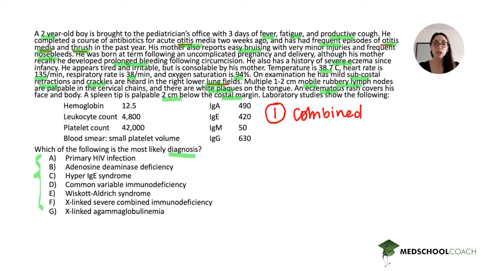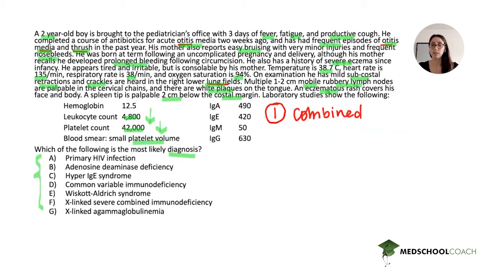we're going to be able to use findings in the physical exam, and then also lab findings. So let's go ahead and look at these labs and interpret them, and then we'll put together what the other features are. We'll pull out all the important features. So hemoglobin 12.5, that's normal. Leukocyte count 4,800, that's actually a little bit low. Platelet count 42,000 is also low. Blood smear with small platelet volume, that seems to be a little bit abnormal, so let's highlight it. Even though we may not know exactly what that corresponds to, it seems a little abnormal.